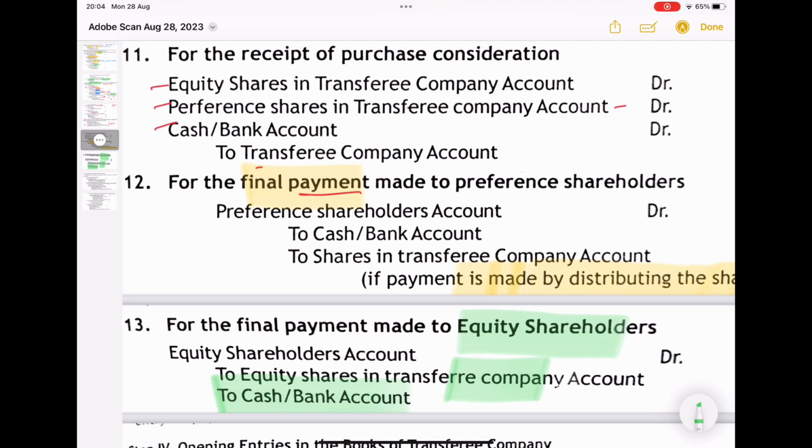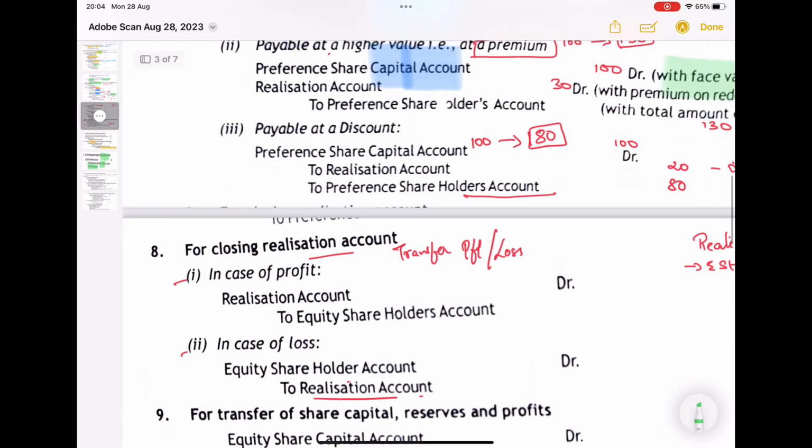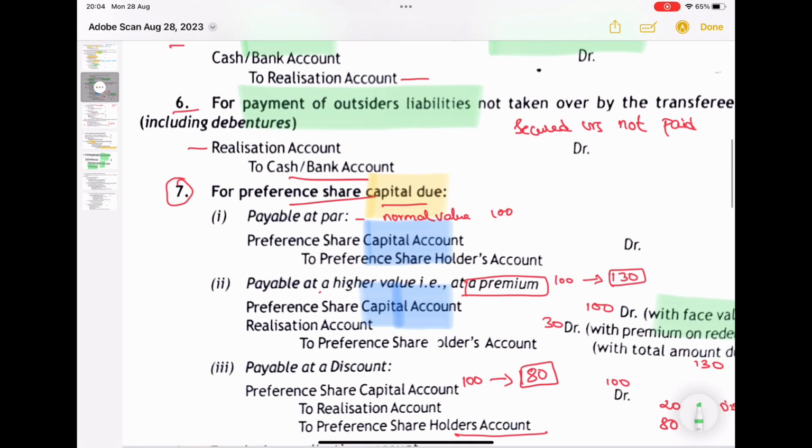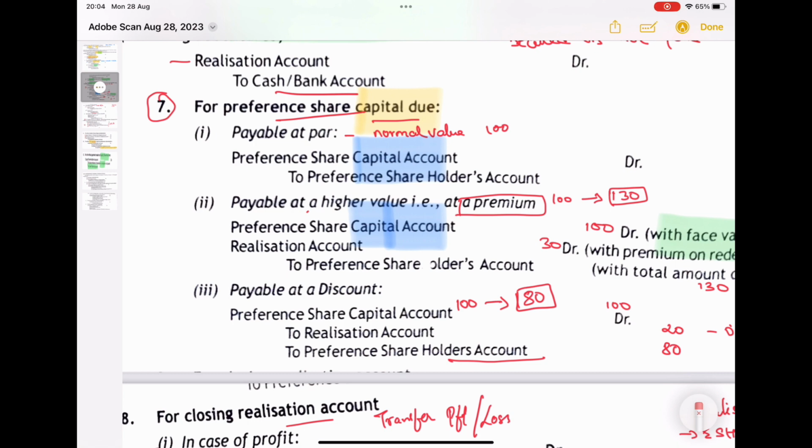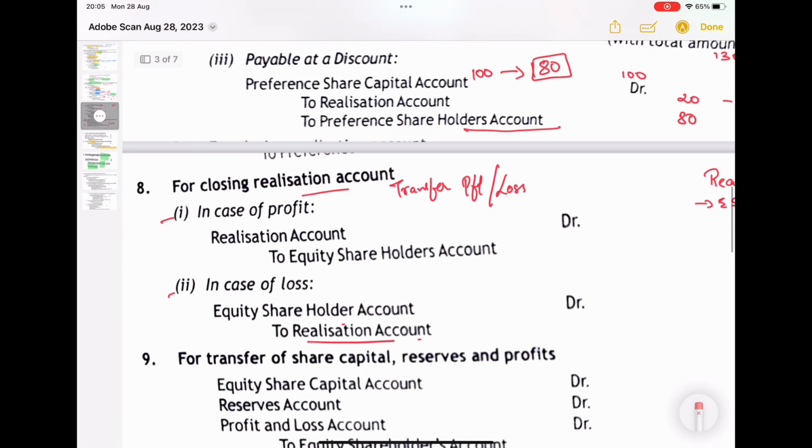So very easy, only 13 entries. In these 13 entries we have an order, isn't it? First assets realized, liabilities realized, second point. Then we have PC. After PC we have liquidation expenditures, in case they have given it in the question. Next, assets and liabilities not paid by the transferee company will be passed. After the sixth entry we are going to pass the due entry for preference shareholders and equity shareholders.